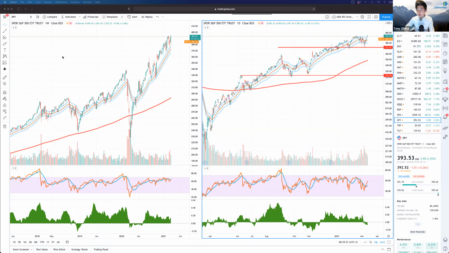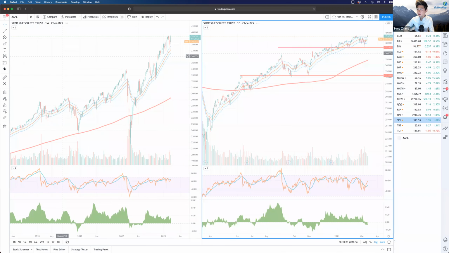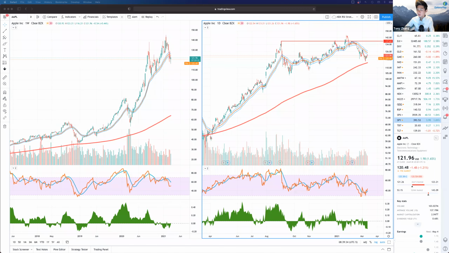So we'll start off with Apple, which is the number one symbol that people have requested for today. Now, the one thing I want to point us to is that Apple so far has held this 200-day moving average.